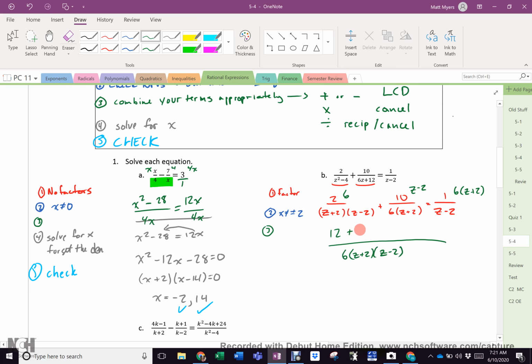12 plus 10z minus 20, right? Actually, let's not do it that way. Let's keep it cool. Z minus 2, and I'll show you why in a sec, equals 6z plus 2. Right? Now, what do I get to forget about?